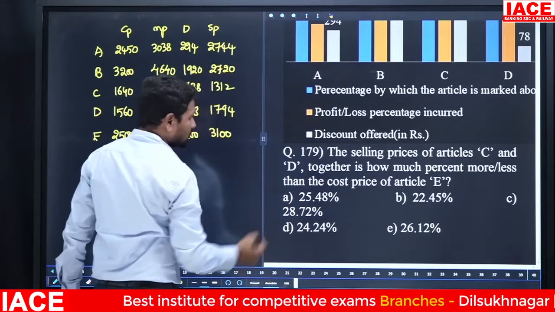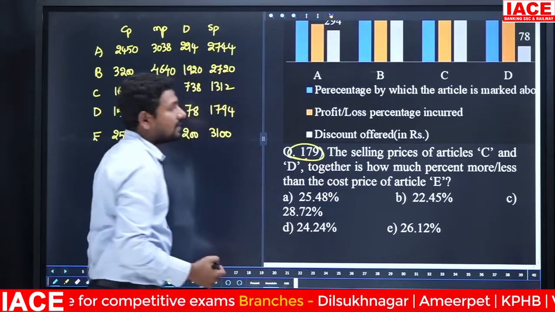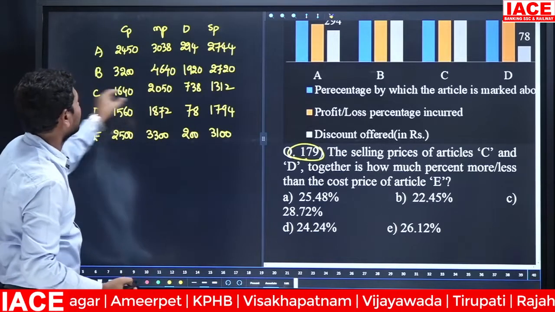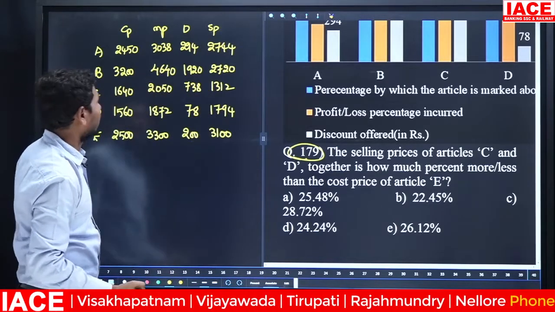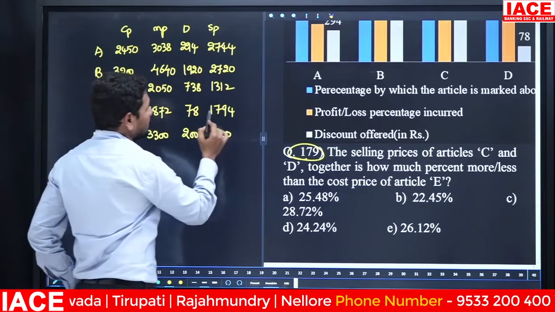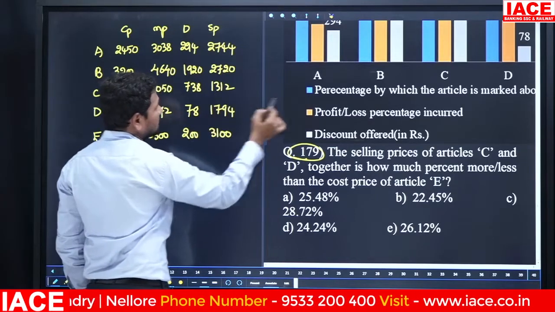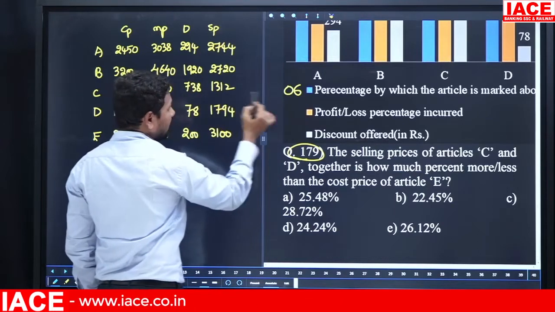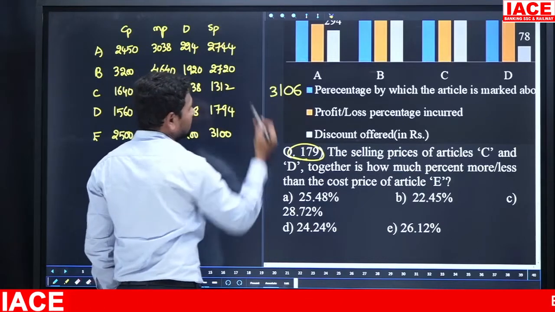Look at the first question. The selling price of articles C and D together. Look at 1312 and 1794, then both will be added. 1794 and 1312: 4 plus 2 is 6, 9 plus 1 is 10, 7 plus 3 is 10, 10 plus 1 is 11. It is 3106.